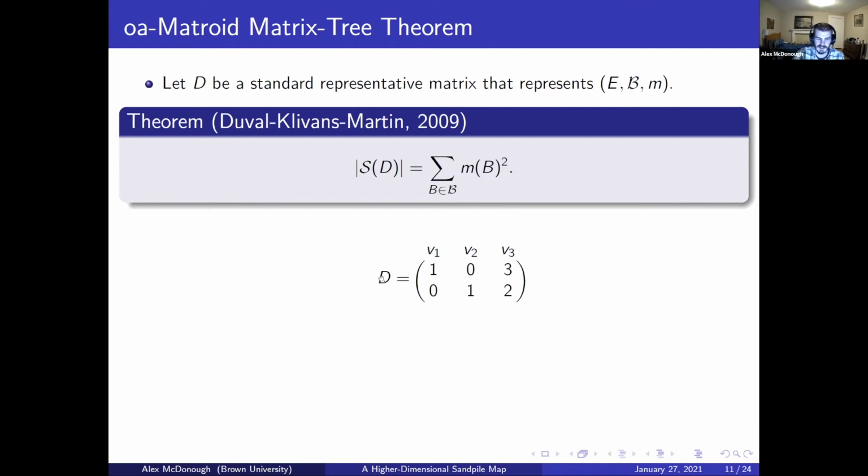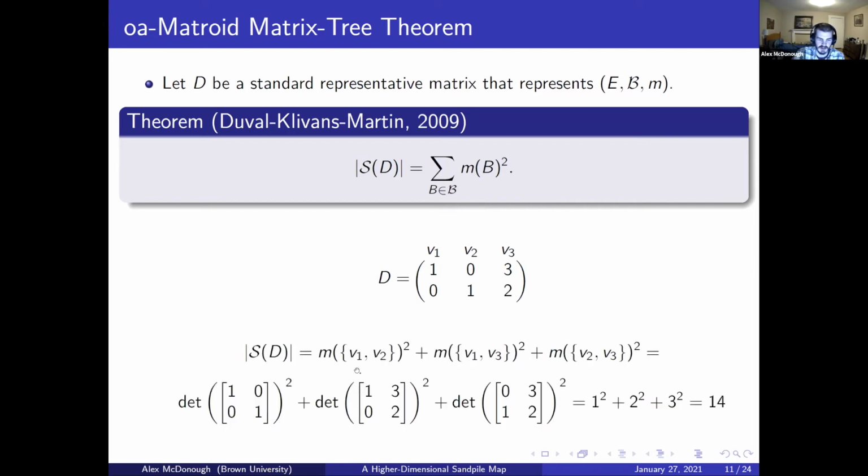And here's an example. Let's say we start with this as our D. Then we look at the multiplicities of the bases, which in this case is every pair of columns, and the multiplicity is just the determinant. If we sum the squares of those determinants, we're going to get 14. And then if you looked at the other definition and put the D hat on the bottom here and looked at the co-kernel, you would also get size 14. This ends up following from the Cauchy-Binet formula, which is how you prove the original Matrix-Tree Theorem.